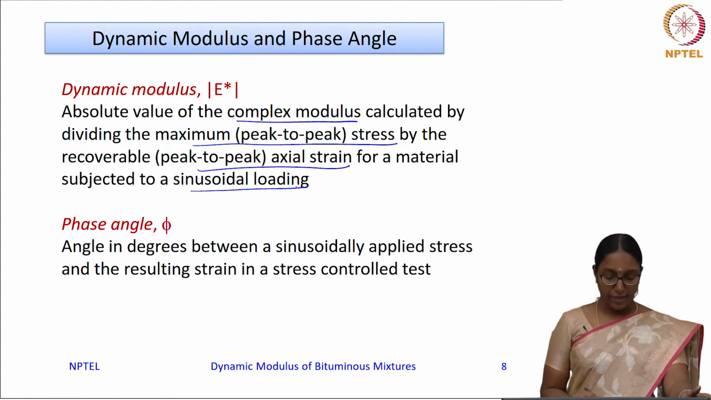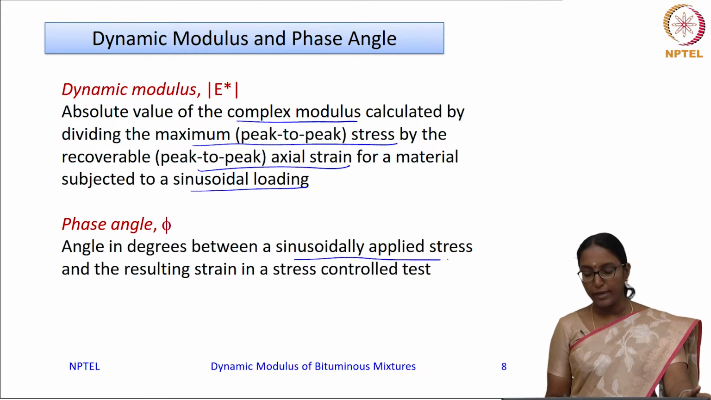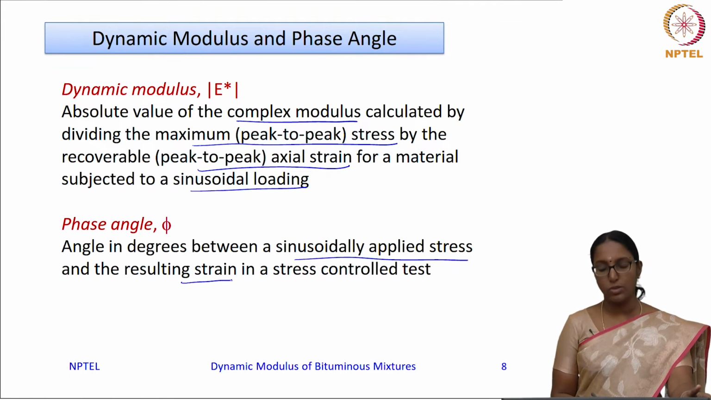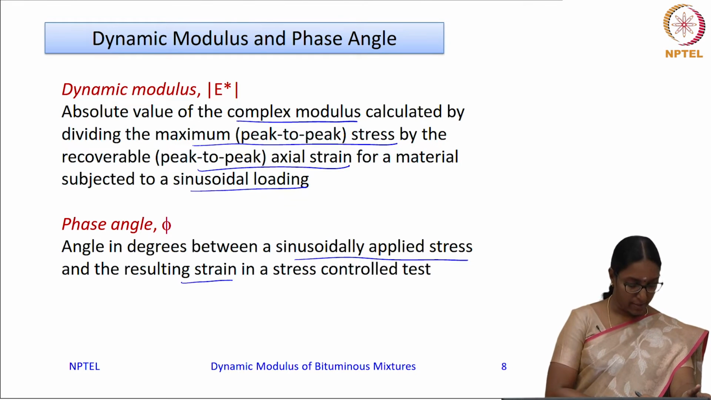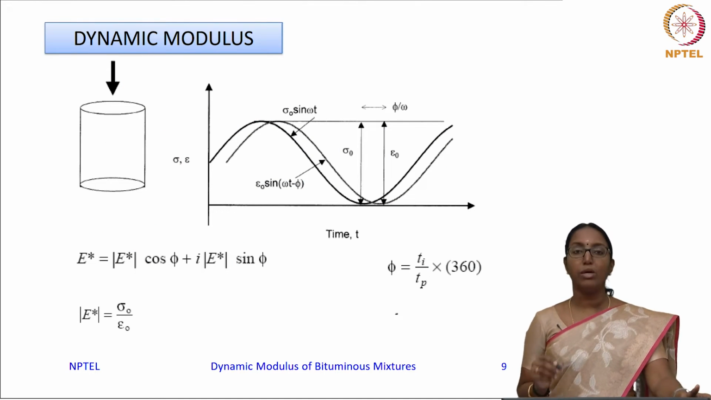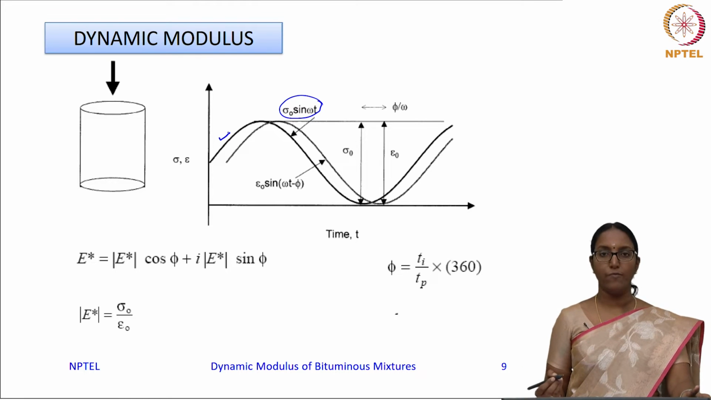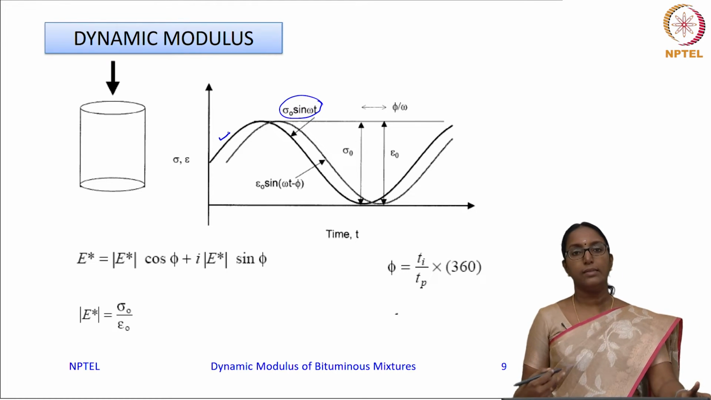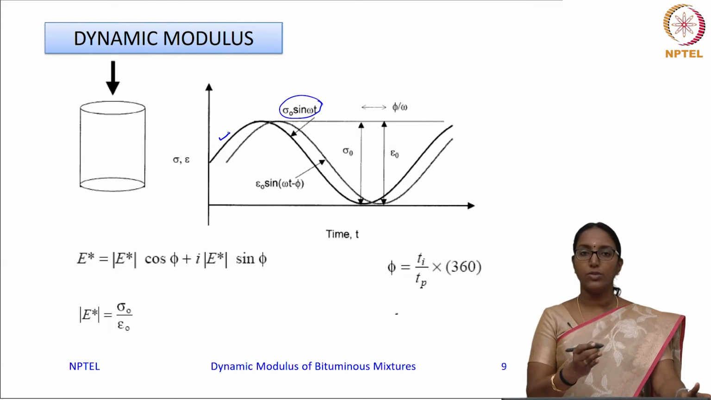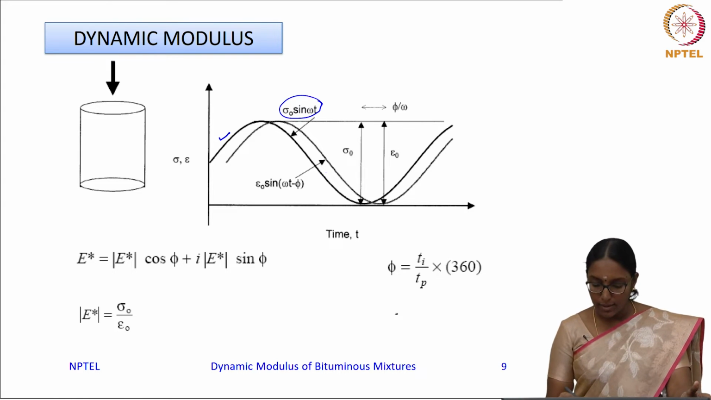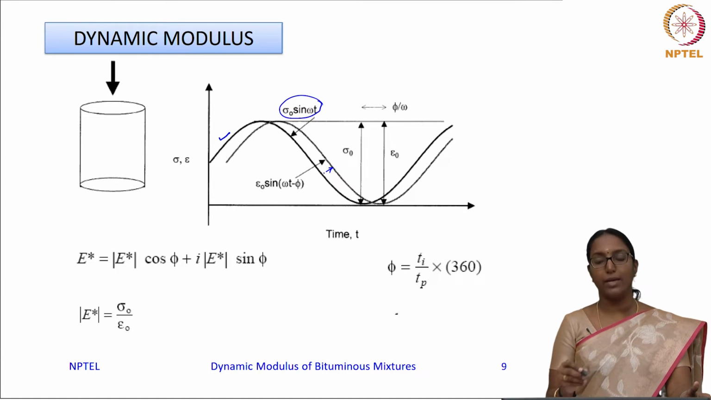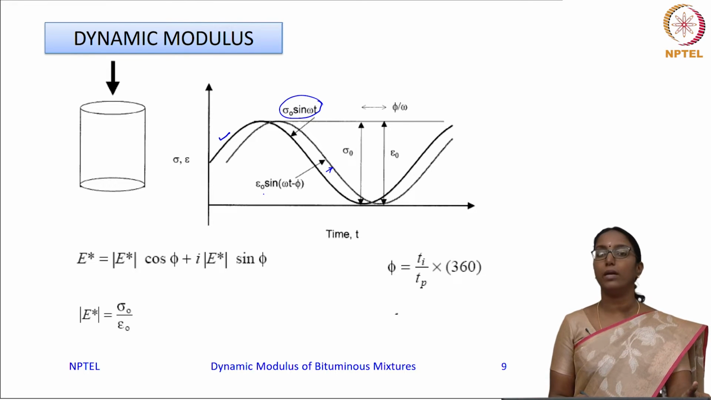Now phase angle is defined as the angle in degrees between the sinusoidally applied stress and the resulting strain in a stress controlled test. Let us have a look at it. Say for example, I am applying a stress of the form sigma 0 sine omega t. So, this is my stress wave. Now, the strain will follow. Since it is a viscoelastic material, it has an elastic part as well as a viscous part. Now, the strain will lag. So, this is the strain wave, which is epsilon 0 sine omega t minus phi, where phi is your phase angle.